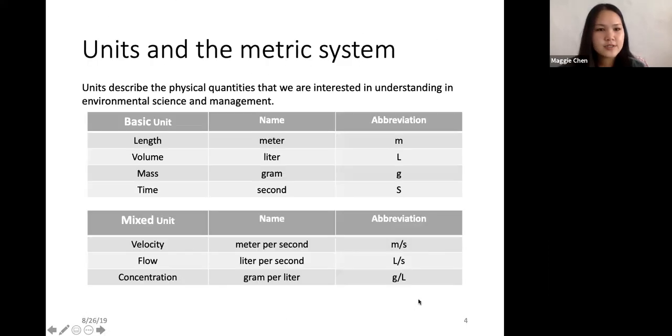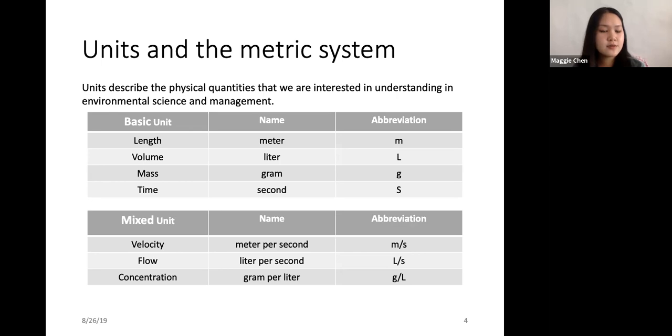So unit conversions. Units describe the physical quantities that we're interested in understanding in environmental science and management. There's a lot of different types of units. The basic units are length, volume, mass, and time. An example of a length would be meters, which can be abbreviated in lowercase m. An example of volume would be liter, which is uppercase L. Mass could be in grams, which is g, and time could be second, which is s.